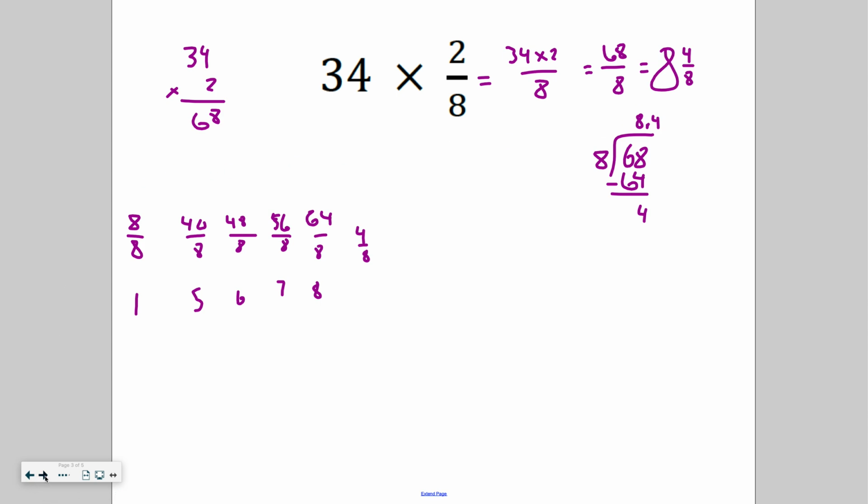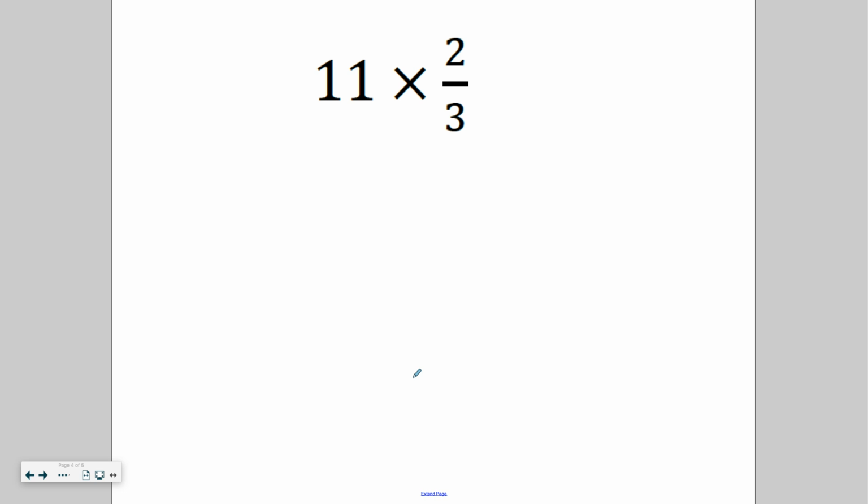So go ahead and try this one on your own. Please grab a paper and pencil if you don't already have one. Pause now, grab something to solve this problem, and press play when you're ready to check your work.